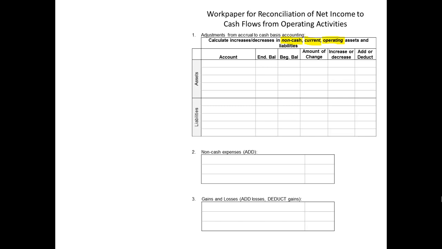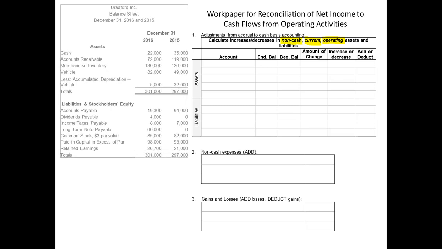Assets and liabilities are listed on which financial statement? The balance sheet. The first asset is cash, but we already know that we will not use cash in our work paper since we need non-cash assets.